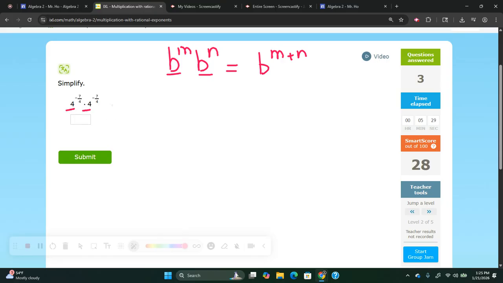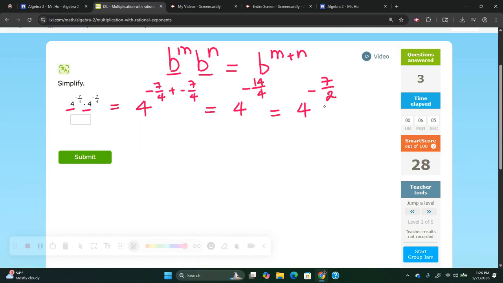So let's do this in this scenario. So that should be 4. So we got negative 7 over 4, negative 7 over 4. All right, negative 7 over 4 and add with negative 7 over 4. Okay, so you come out at 4 power negative 14 over 4. Okay, so simplify the fraction, that should be negative 7 over 2.